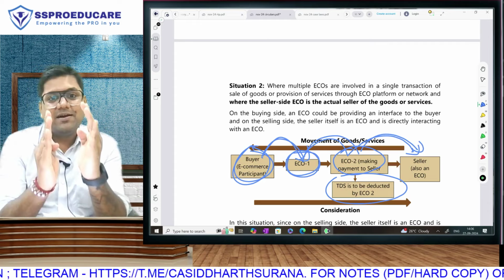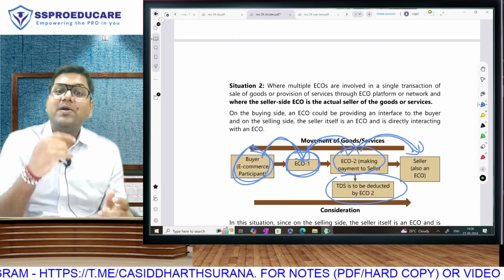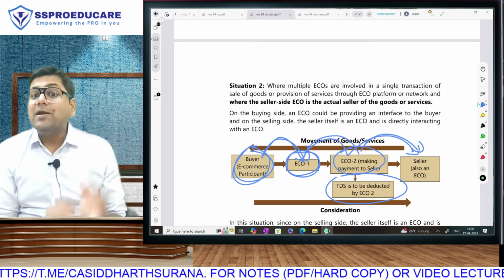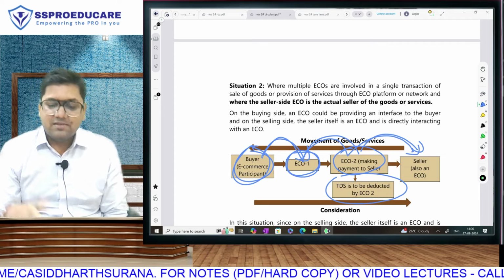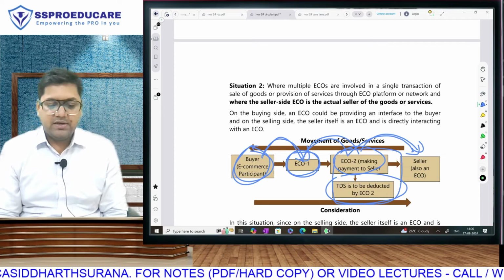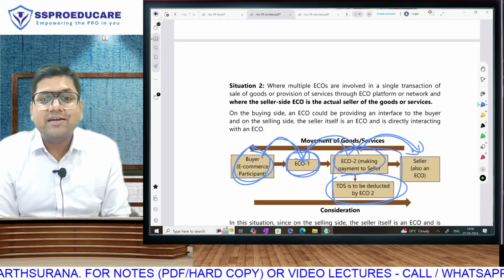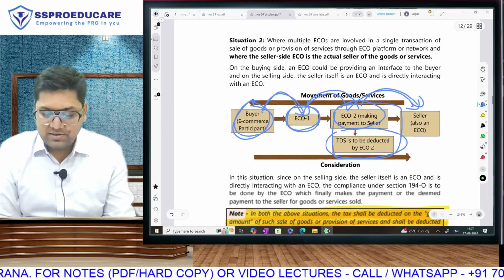Buyer and seller are trading on the same website, Amazon. But for the payment to reach from the buyer to the seller, there is a payment aggregator involved. Ultimately, who is making payment to the seller? That website is going to deduct TDS. So the buyer will not deduct any TDS of CC Avenue. CC Avenue will not deduct any TDS of Amazon. Amazon will deduct TDS of the seller.